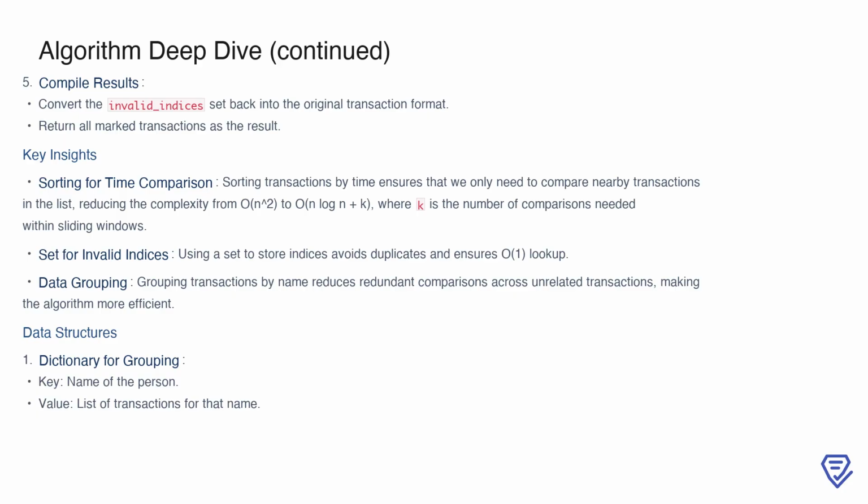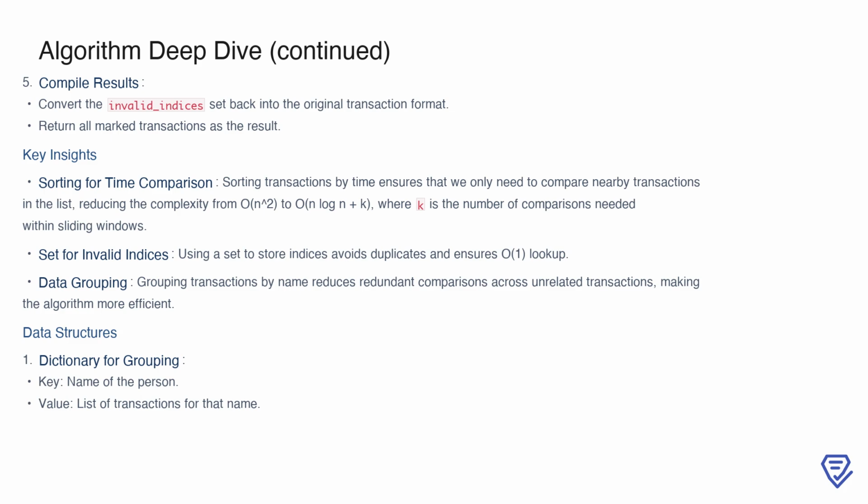The algorithm then returns this list of invalid transactions as the result. There are several key insights that make this approach efficient. Sorting transactions by time within each group ensures that we only need to compare nearby transactions, reducing the overall complexity of the algorithm. Using a set to store invalid indices is another optimization, as it prevents duplicates and allows for constant time lookups. Grouping transactions by name further enhances efficiency by narrowing down the scope of comparisons to only those transactions that are relevant to each other.